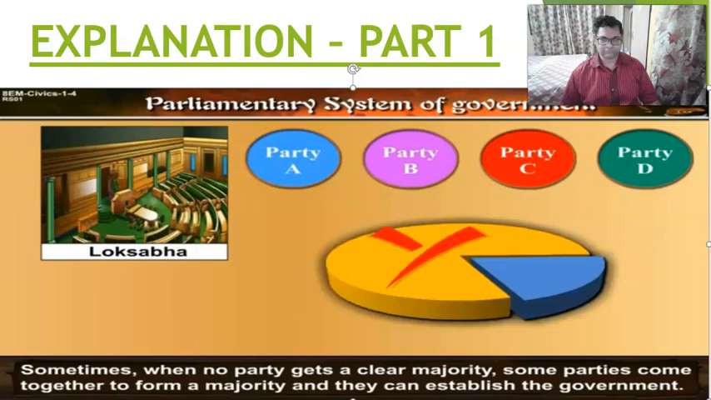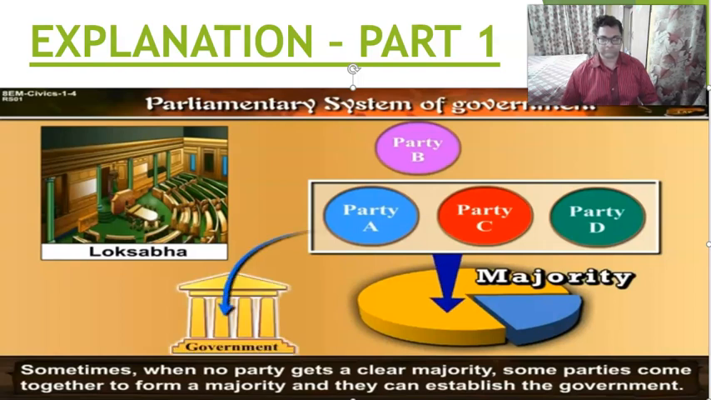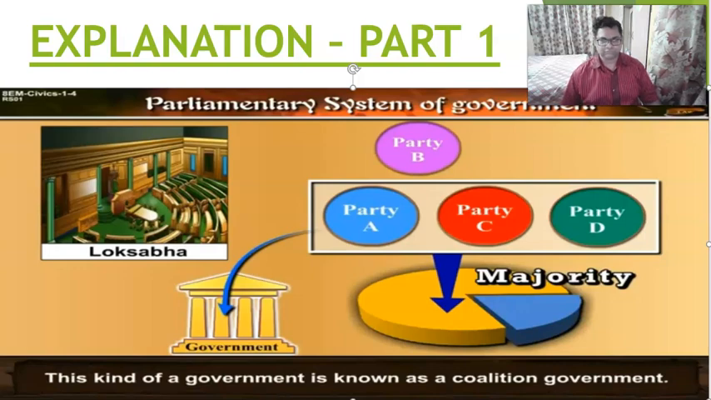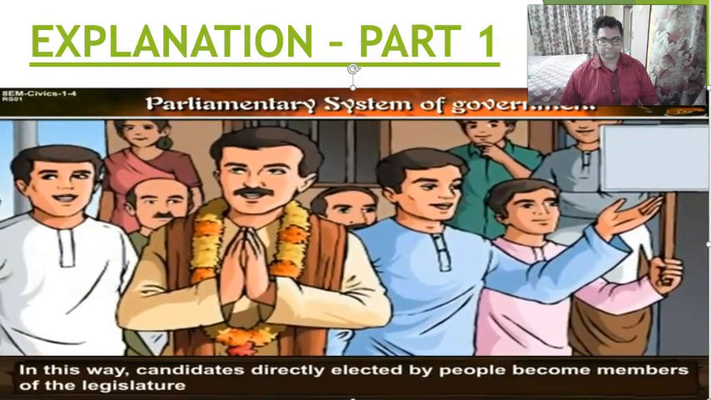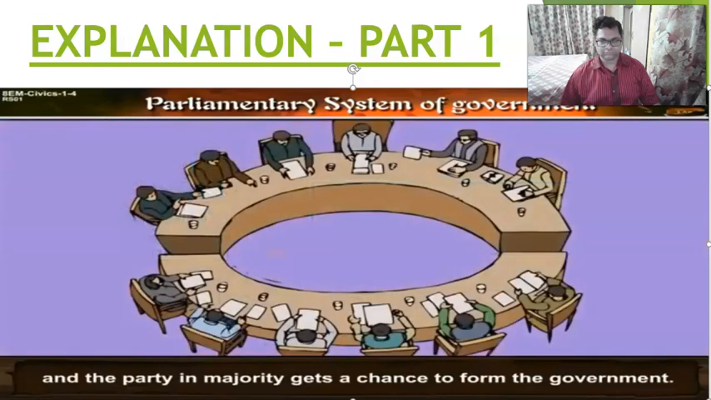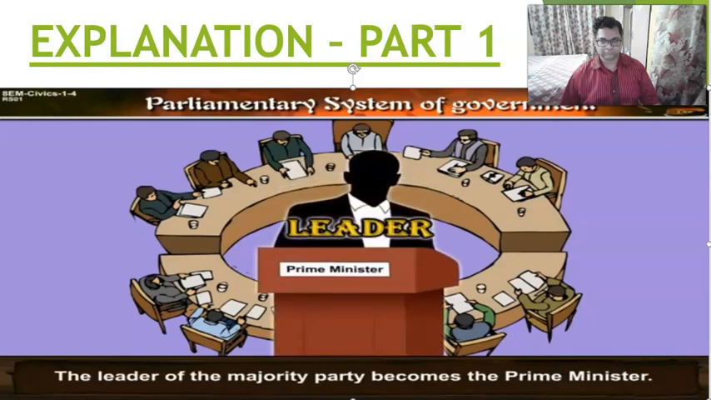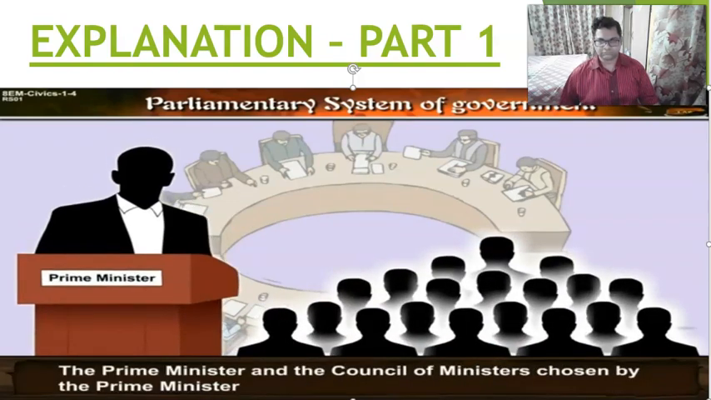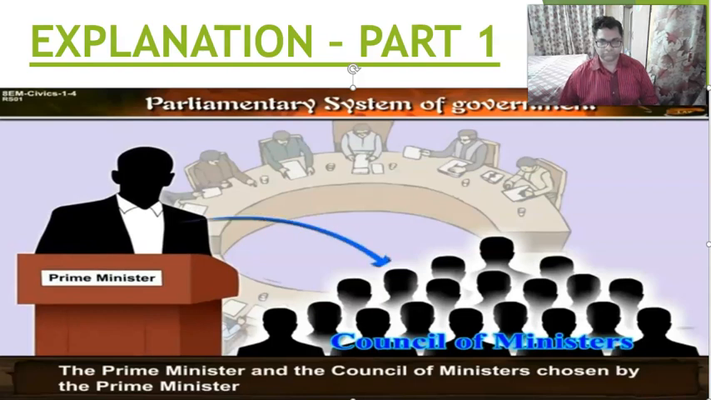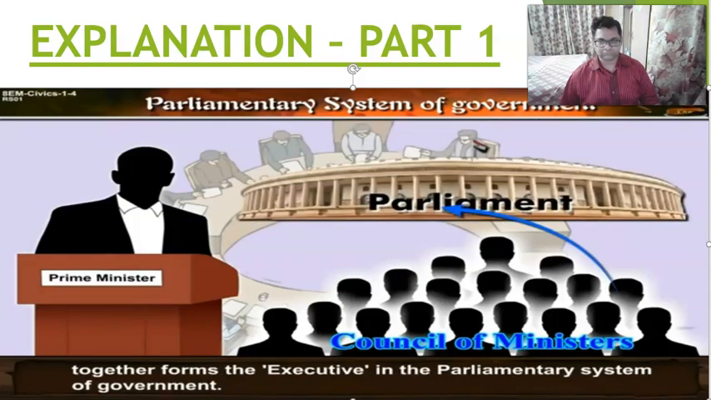Sometimes, when no party gets a clear majority, some parties come together to form a majority and they can establish the government. This kind of a government is known as a coalition government. In this way, candidates directly elected by people become members of the legislature and the party in majority gets a chance to form the government. The leader of the majority party becomes the Prime Minister. He or she selects candidates for ministerial positions from among his or her colleagues. The Prime Minister and the Council of Ministers chosen by the Prime Minister together forms the executive in the parliamentary system of government.